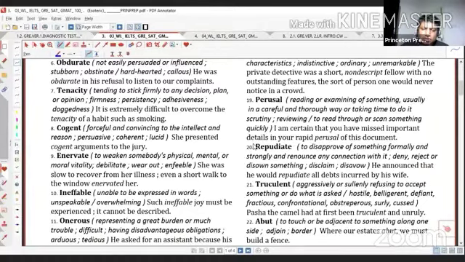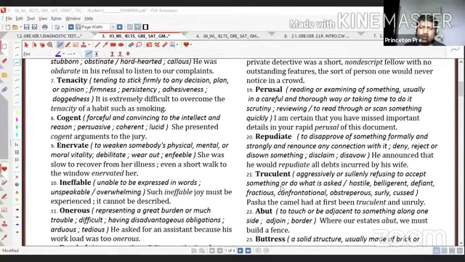The next one is republic. Republic. Where's that? Sorry. Number 20 is repudiate. Repudiate was the meaning of it: to disapprove of something formally and strongly and renounce any connection with it, deny, reject, or disown something, disclaim, disavow.